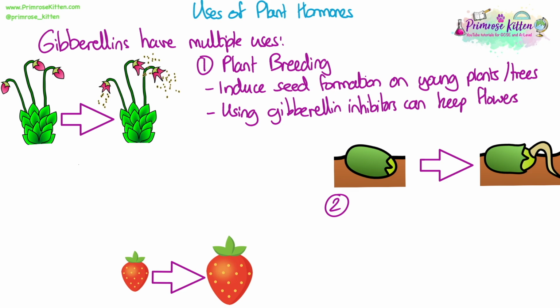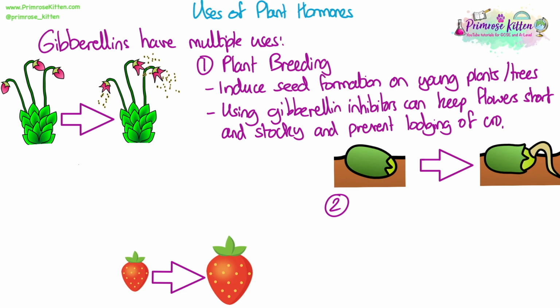You can also do the opposite and actually use gibberellin inhibitors to keep flowers short. So there are some plants that for aesthetic reasons, people want them to be short and stocky, so not tall and spindly. So you don't want them to grow too tall and thin. You can use gibberellin inhibitors to stop that. And also there are some crop plants that can grow too tall and spindly and then they can fall over. And then obviously if they fall over, they can get wet, damp, and they can rot. And that's called lodging. And so we don't want that to happen in crop plants. So again, you can use gibberellin inhibitors to stop that.